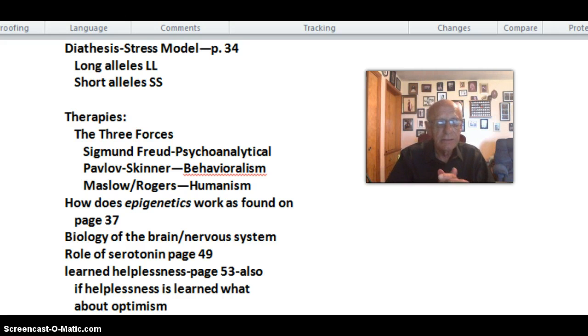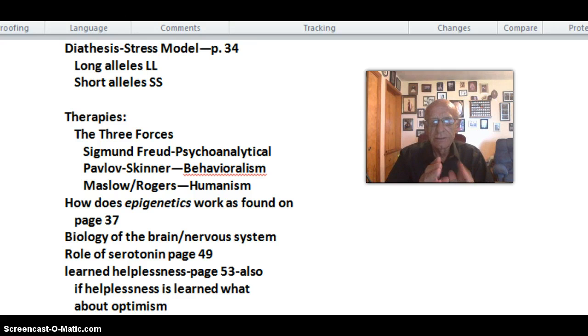Part of your assignment, I'm going to give your assignment that's in assignments now when we get done with this. We're talking about the diathesis stress model, the long allele and the short allele, and how it can affect different behaviors. The three forces there, psychoanalytical, behaviorism, and humanism. We want to keep those three forces in mind because even though they didn't have all of the scientific knowledge that we have today, they still exemplify some important findings that can be traced to scanning the brain, seeing how the brain operates, and the intricacies of the brain, of the scientific world.